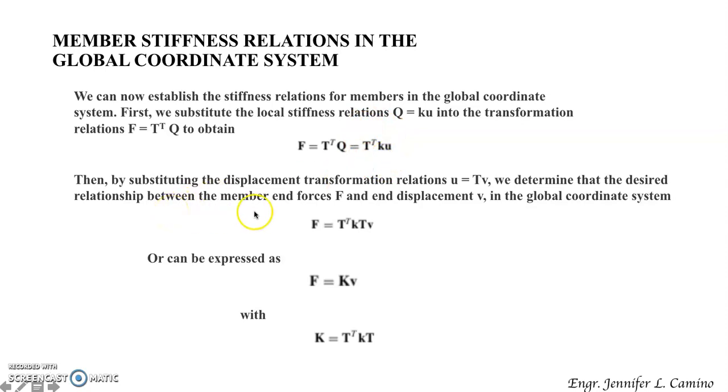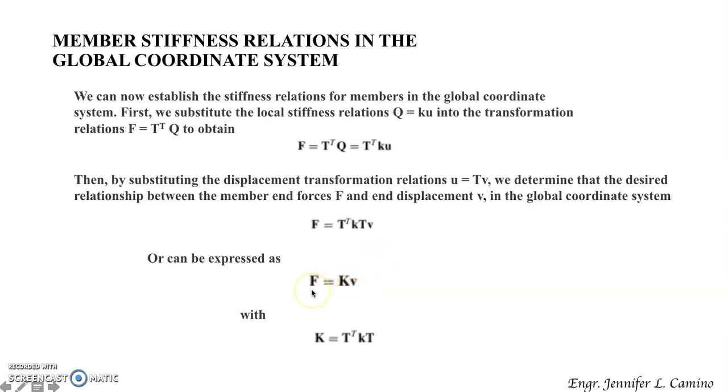Then by substituting the displacement transformation relations, U is equal to T times V, we determine that the desired relationship between the member end forces F and member displacement V in the global coordinate system can be obtained by this equation. Member end forces in the global coordinate system is equal to the transpose of transformation matrix multiplied to stiffness coefficient in the local coordinate system multiplied to transformation matrix times member end displacement in the global coordinate system. Or simply, this expression can be simplified as F is equal to capital K times V.